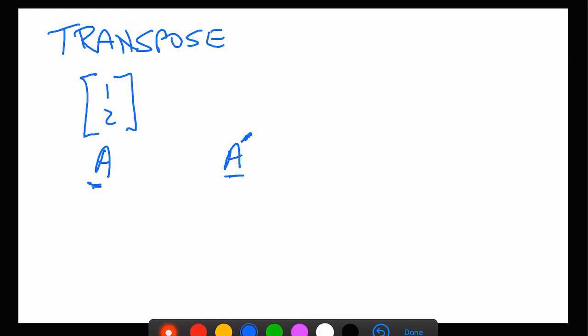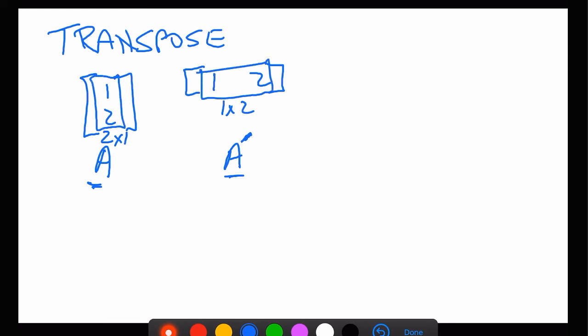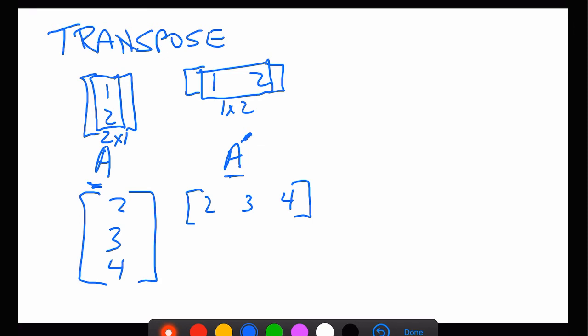In a transpose, all we do is flip the rows and the columns. So the first row becomes the first column, the second row becomes the second column. This is a 2 by 1. It's going to become a 1 by 2. This is the first column. It becomes the first row. Is that easy? If that's A, the transpose would be 2, 3, and 4.